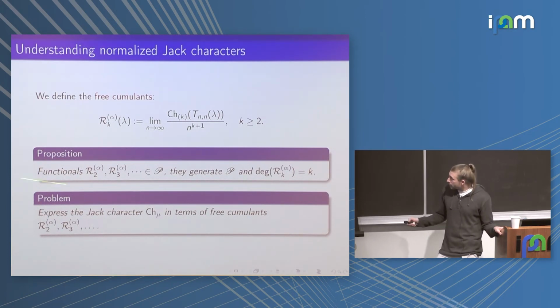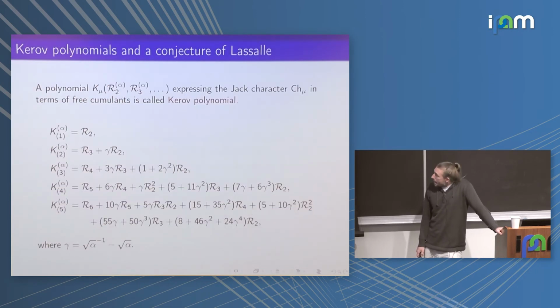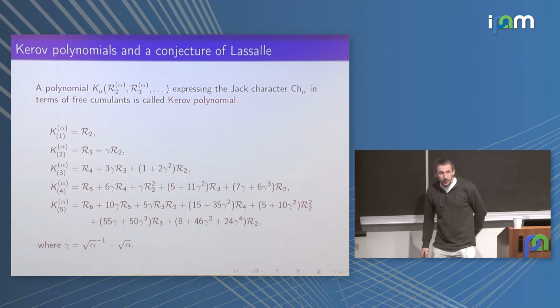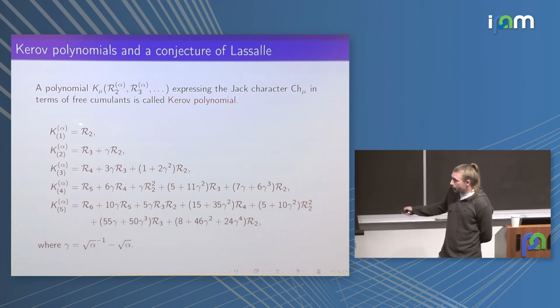And we can prove that this function, which is called the free cumulant, first of all generates our algebra, and its degree is k. So we would like to understand how to express Jack character in terms of these free cumulants. And here is a table. There are some things which are obvious from the definition.